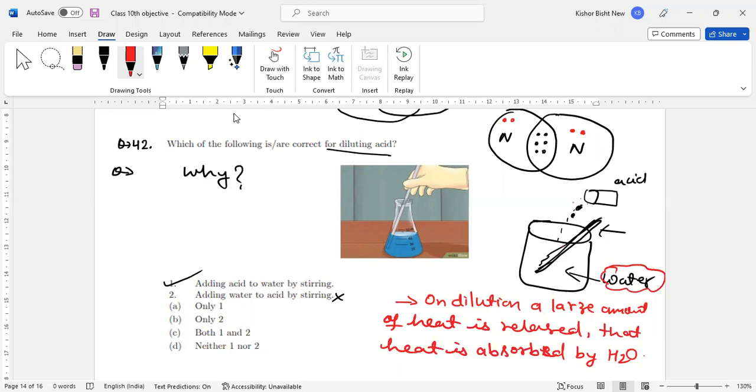But if we are adding water to acid, which one will absorb the heat? That is not a good way. So your answer is only A. Clear? Now come to the next question. And please remember, this is an exothermic reaction. Diluting of the acid is an exothermic process.